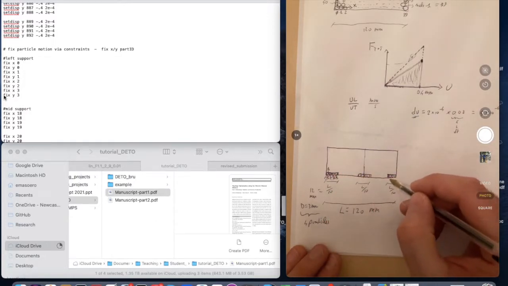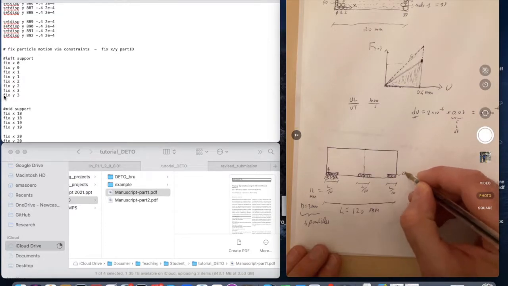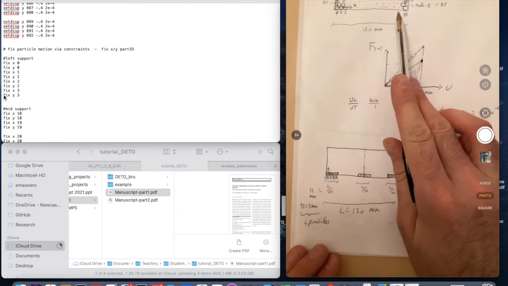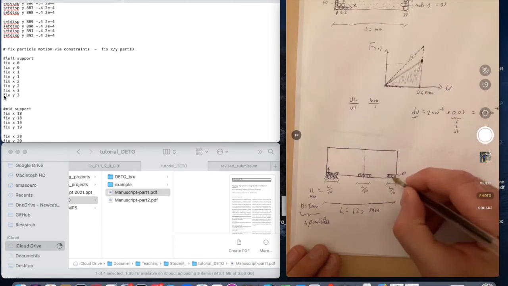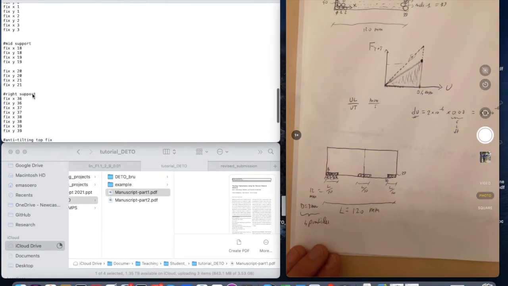Then we want to fix, let's go to those to the right here. This last one was particle 39, if you remember from the video before. And then we have 38, 37, and 36. And consistently here we have 36, 37, 38, 39 fixed in x and y. And then those in the middle.